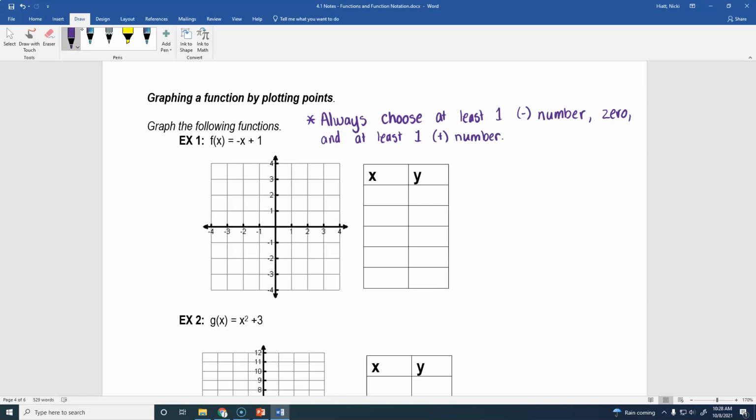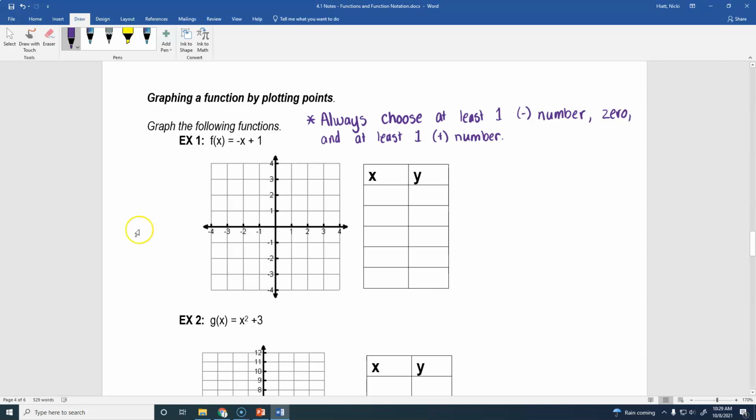Alright, so you can pick any number you want. Now, I would not suggest picking -7 because -7 is not going to fit on this graph that I have here. Right? You can pick any number you want, but you want to pick ones that will fit on the graph, and you need at least one negative number. You always want to pick 0 because it's an interesting point that we need to know a lot about, and you always want to pick a positive number.